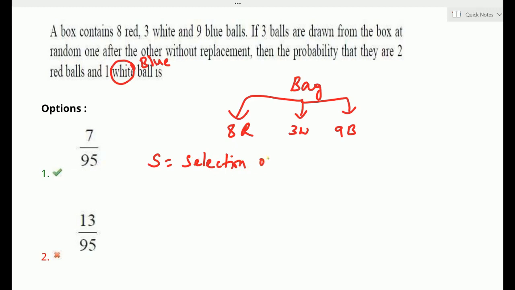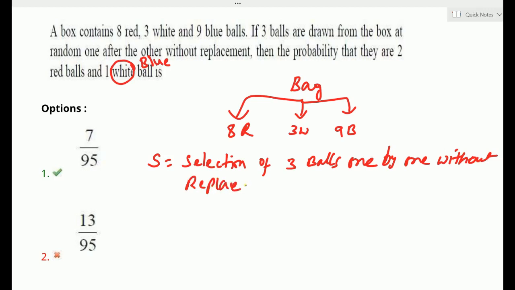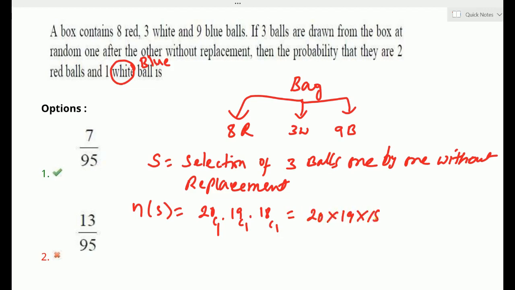Selection of 3 balls one by one without replacement. Without replacement అంటే ఏంటి, మనం తీసుకున్న బాల్ మళ్ళీ అందులో మిక్స్ చేయకూడదు. So that can happen in n of S, the total possible selections. టోటల్ బాల్స్ 8 + 3 11, 11 + 9 20. 20 నుంచి 1 సెలెక్షన్ 20 C1. మళ్ళీ దాన్ని మిక్స్ చేయకపోతే 19 C1. నెక్స్ట్ వన్ 18 C1 ఉంది. ఓకే, ఇది 20 into 19 into 18, right?